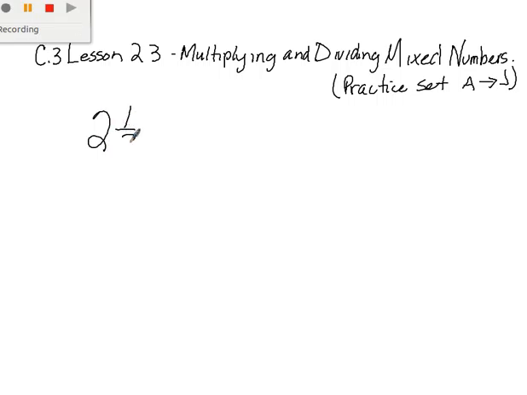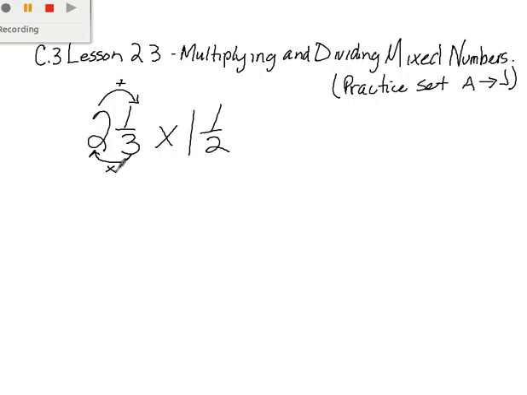When you have a multiplication problem that has mixed numbers, or one mixed number and one fraction, the first thing you have to say to yourself is, I cannot work with mixed numbers when I'm multiplying. So what do I need to do? I need to change my mixed number into an improper fraction. Let's review the rules for that. You take the denominator times the whole number and add in the numerator.